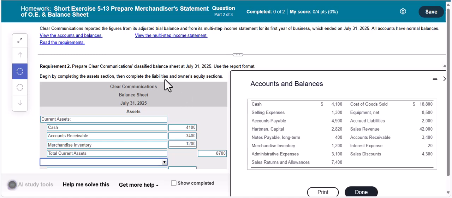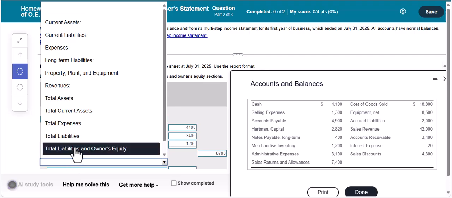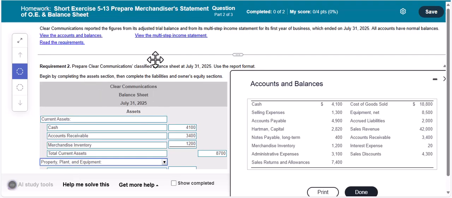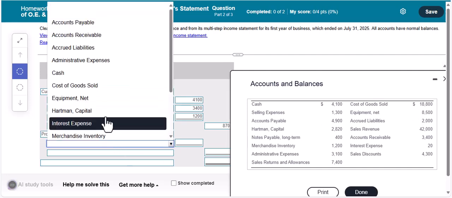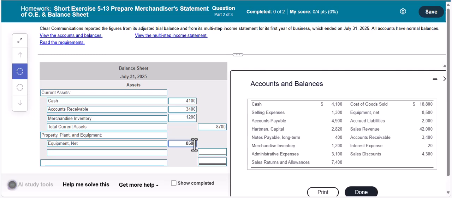All right, after our current assets, we list our long-term assets, but then nobody ever calls them that. So they're usually called property, plant, and equipment, PP&E, and that is right here for the label. So let's see what type of long-term assets they have here. I don't see anything quite yet. And then we have equipment net for 8,500. And then that net just means it's after accumulated depreciation is subtracted from it. So we will input that here, equipment net for 8,500.